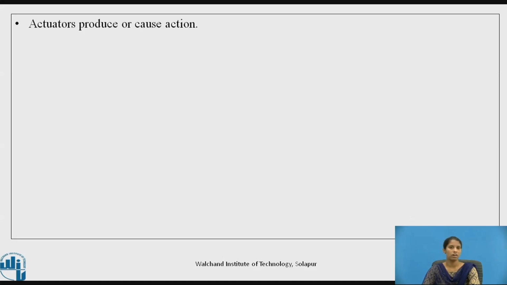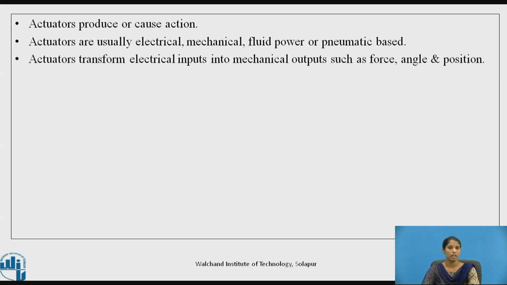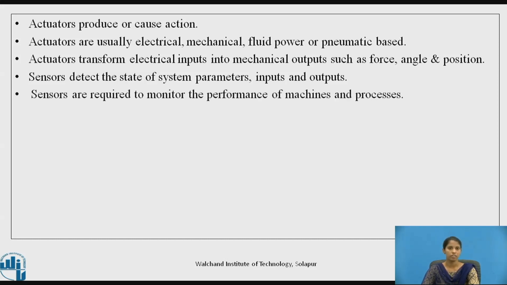So as we have discussed, mechanical system consists of actuators and sensors. Actuators produce or cause the motion. Actuators usually are electrical, mechanical, fluid power or pneumatic based. Actuators transform electrical inputs into mechanical outputs such as force, angle and position. Sensors detect the state of system parameters, inputs and outputs. Sensors are required to monitor the performance of machines and processes.